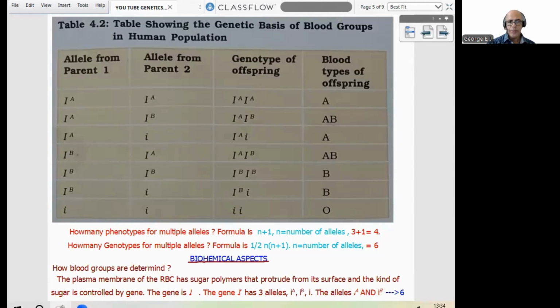See, allele from first parent IA, allele from second parent IA. So offspring will be IA, IA. That means blood group will be A. This way it is mentioned, very easy.